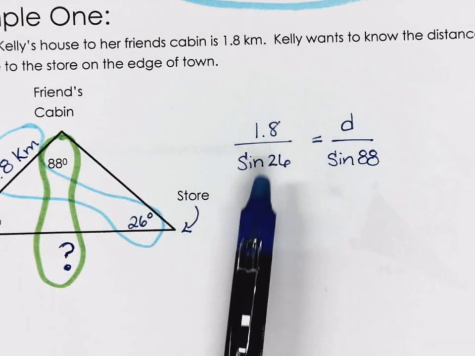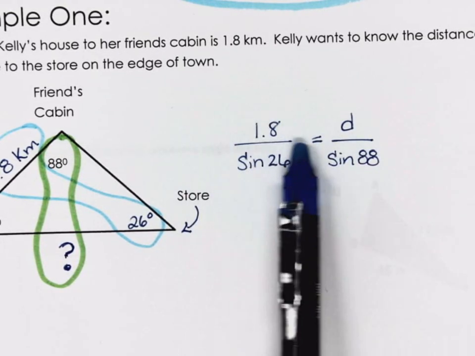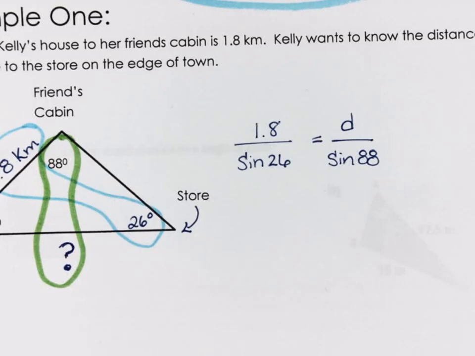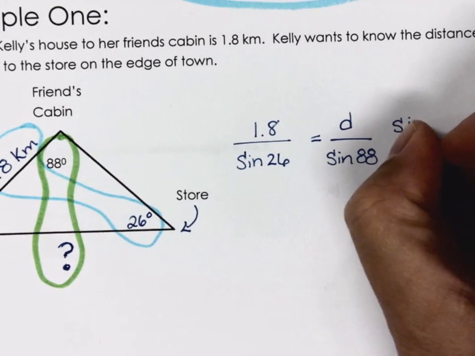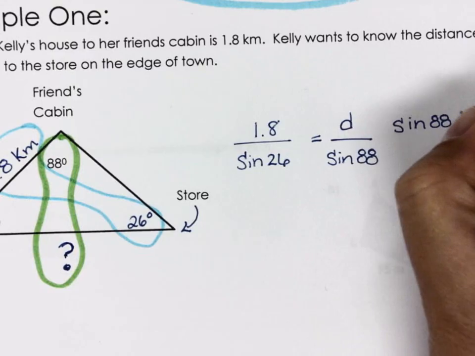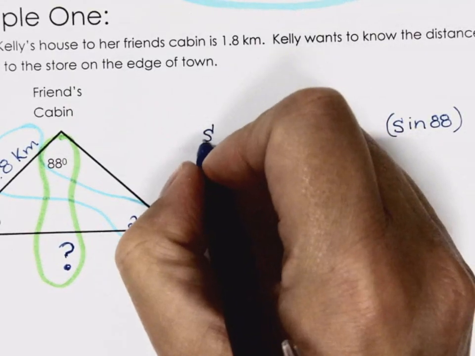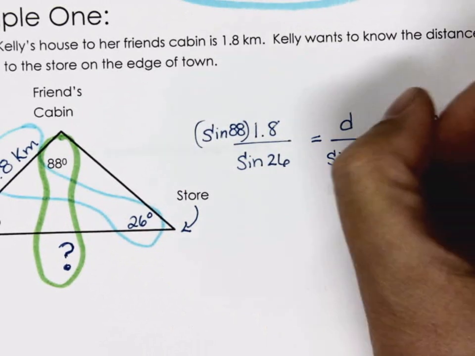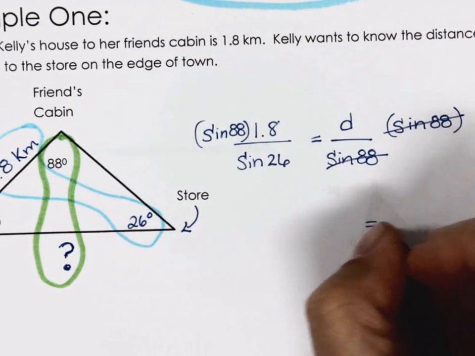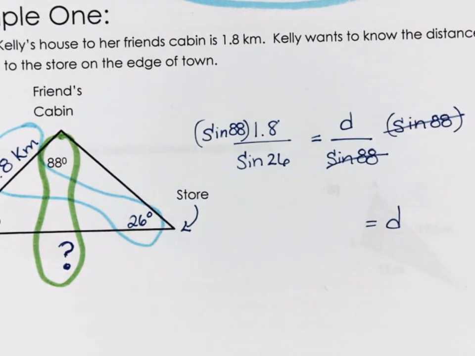When there's a fraction and an equal sign in between the 2 fractions, what can you do? You have to multiply both sides by sine of 88. Perfect. Yep, because I want to get the letter D by itself. So I'm going to multiply both sides by sine of 88. So those are gone. I'm left with the letter D here.